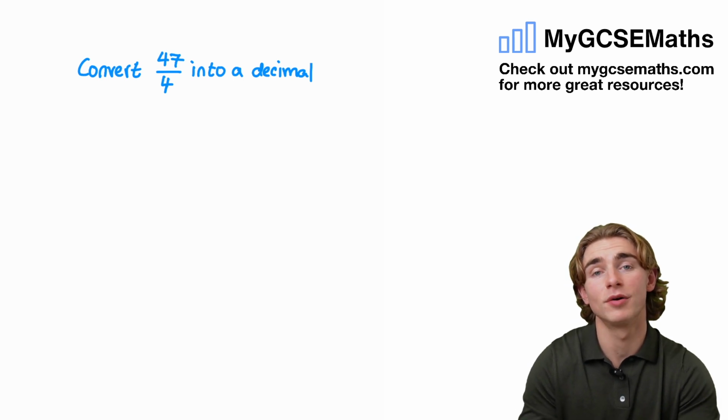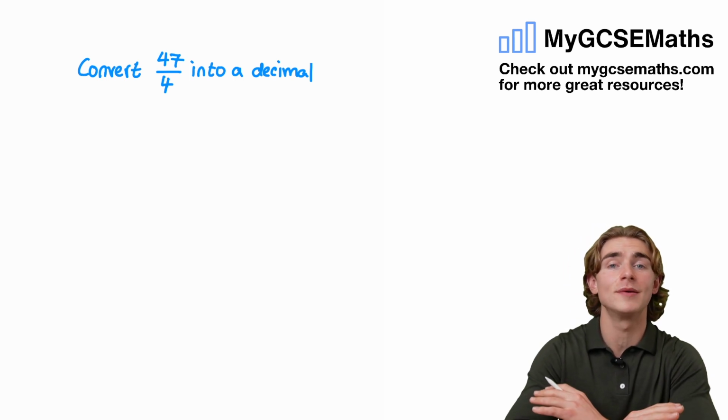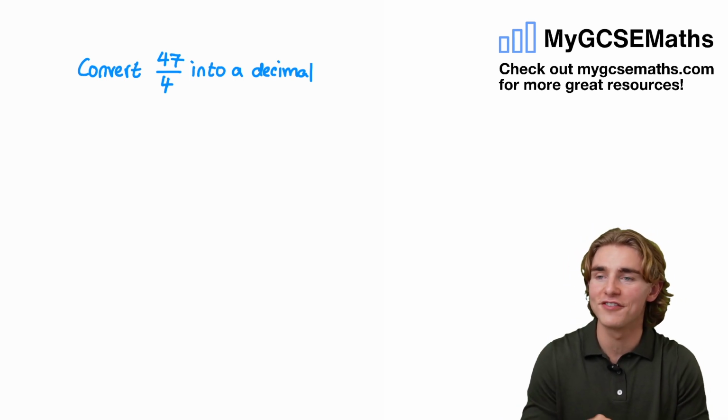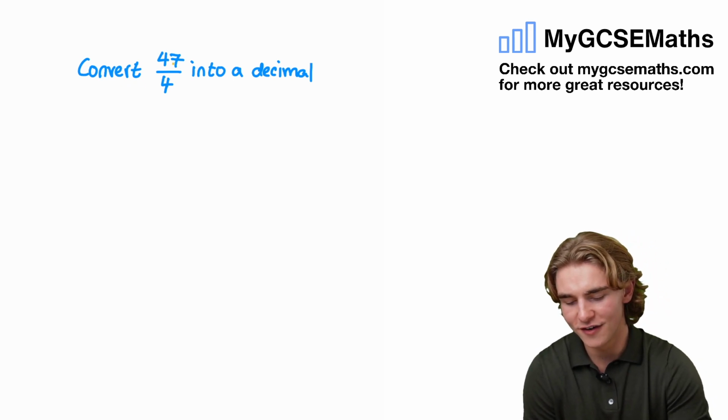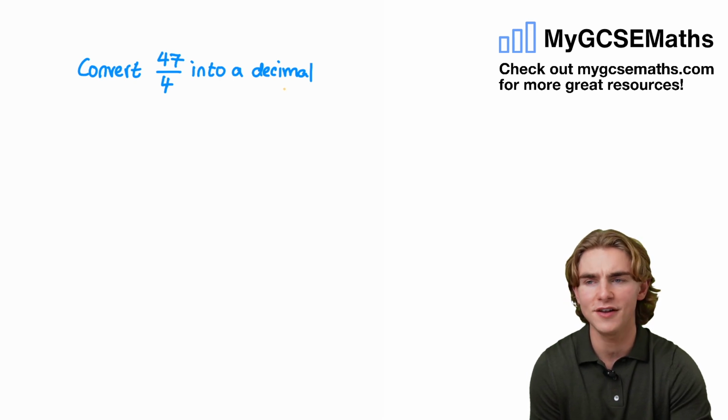This, guys, is a type of conversion question which actually trips quite a few people up. Let's have a look at how to do this one. This question asks us to convert 47 over 4 into a decimal. Now, what's a little bit different about this one?